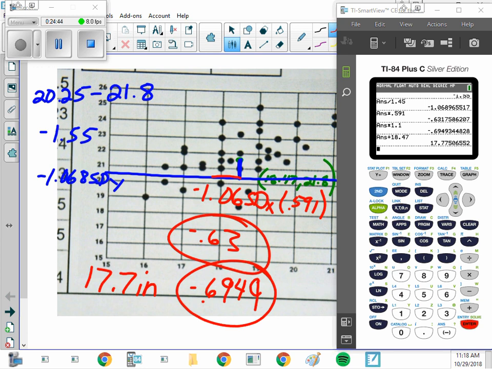We getting the hang of this? Kind of? Are you glad we're doing this paper? All right.